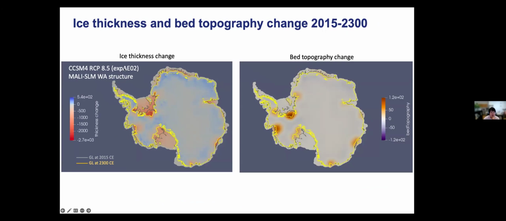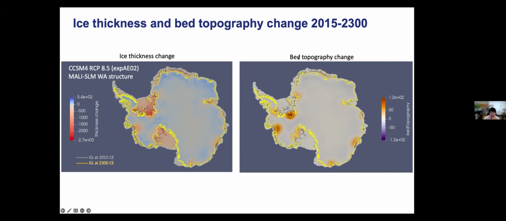This is showing ice thickness change, selecting the experiment 2 scenario, and this is the coupled results. So, sea level coupled, MALI sea level coupled, West Antarctic Earth structure. You can see that there's a whole lot of ice going away in these two regions by the end of 2300. And the grounding line also has retreated from this gray line all the way into the yellow line. So there's significant retreat here.